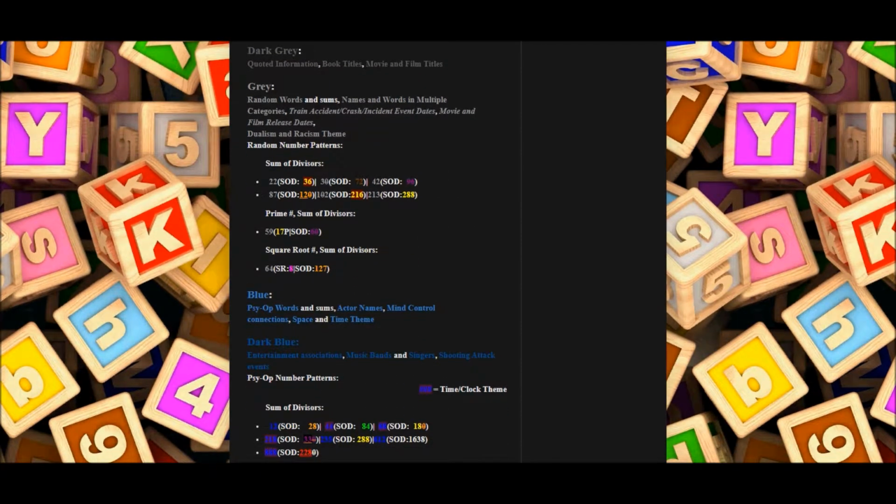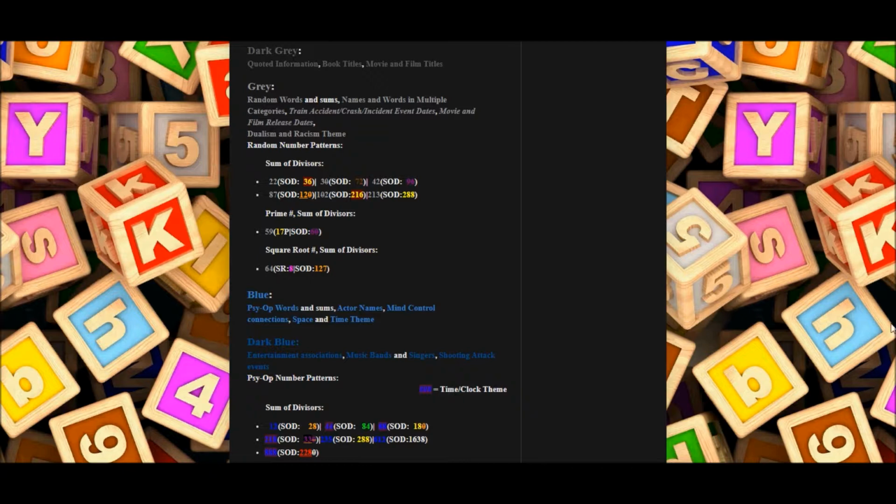So understand, if it's these colors, it's going to represent those themes. And that's based on actually doing research and connecting it to those themes, not just calling it those. I'm not the one that put those themes on there. I associated those themes because they seem to be out there. Dark gray, quoted information, book titles, movie and film titles. Gray is random words and sums, names and words in multiple categories, train, accident, crash, incident events, or dates, movie and film release dates, dualism and racism theme. Random number patterns are as follows: sum of divisors, prime number sum of divisors, square root number sum of divisors.